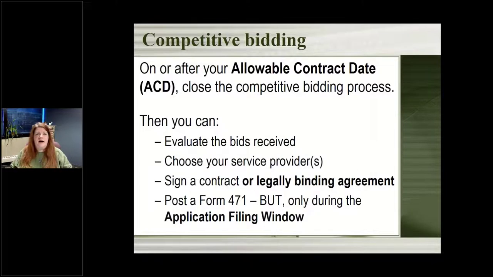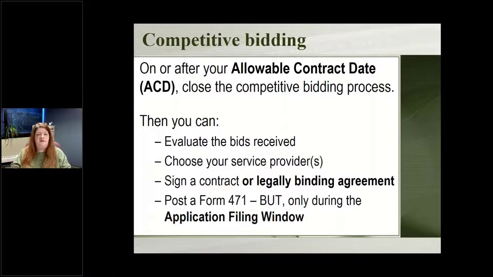So once you wrap up your competitive bidding on or after your allowable contract date, you can close the competitive bidding process. You can pick a particular date and say, as of this date, I'm not looking at any other bids. As long as it's past those 28 days, you can say, this date, I'm done. Even if someone responds late, it's up to you as the applicant to decide: this is my process, and you came in too late, I've already made my choice. But you evaluate your bids, you pick who you're going with, you sign a contract or an agreement, whatever they need, and then you go on to the second step of the process, which is submitting the 471.